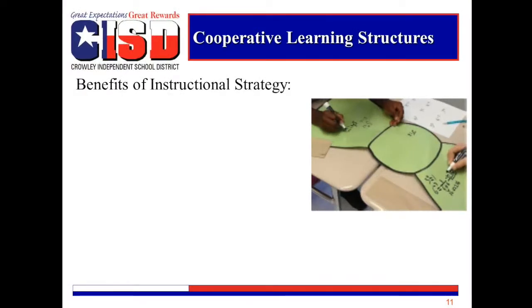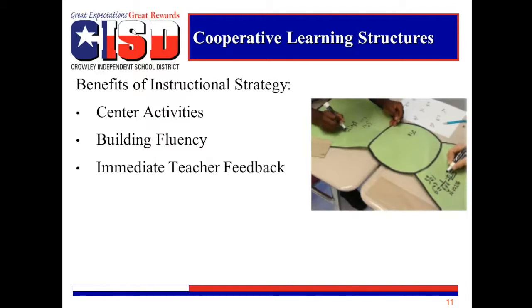Benefits of the cooperative learning structures are that after these instructional strategies have been implemented during the whole group instruction time, they can be used as a center activity. This is when students can also begin to compete against each other to build fluency in their computation. These strategies enable teachers to move into facilitative, feedback-giving roles and rove around the room as needed. Standing just about anywhere, teachers can easily hear students' conversations and see their thinking evolve.